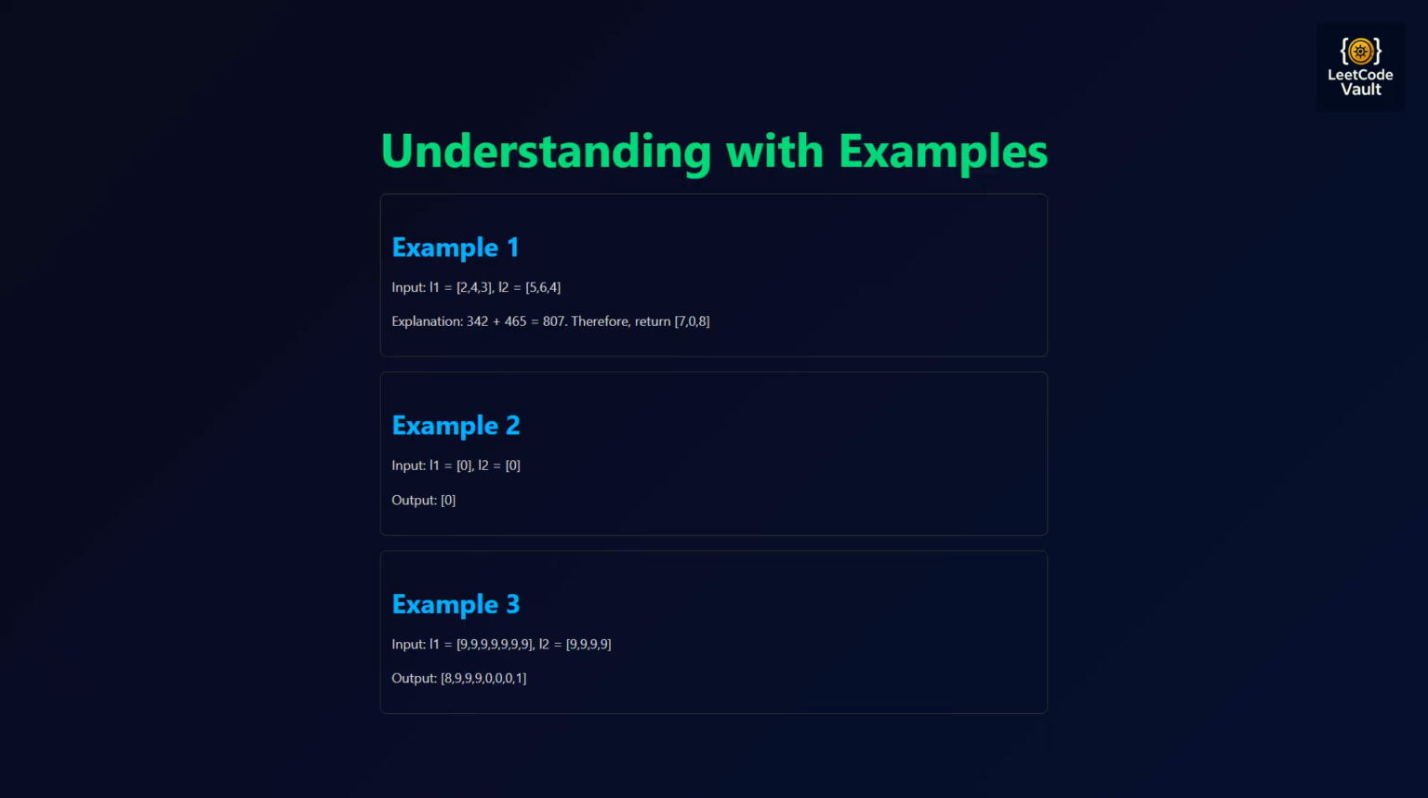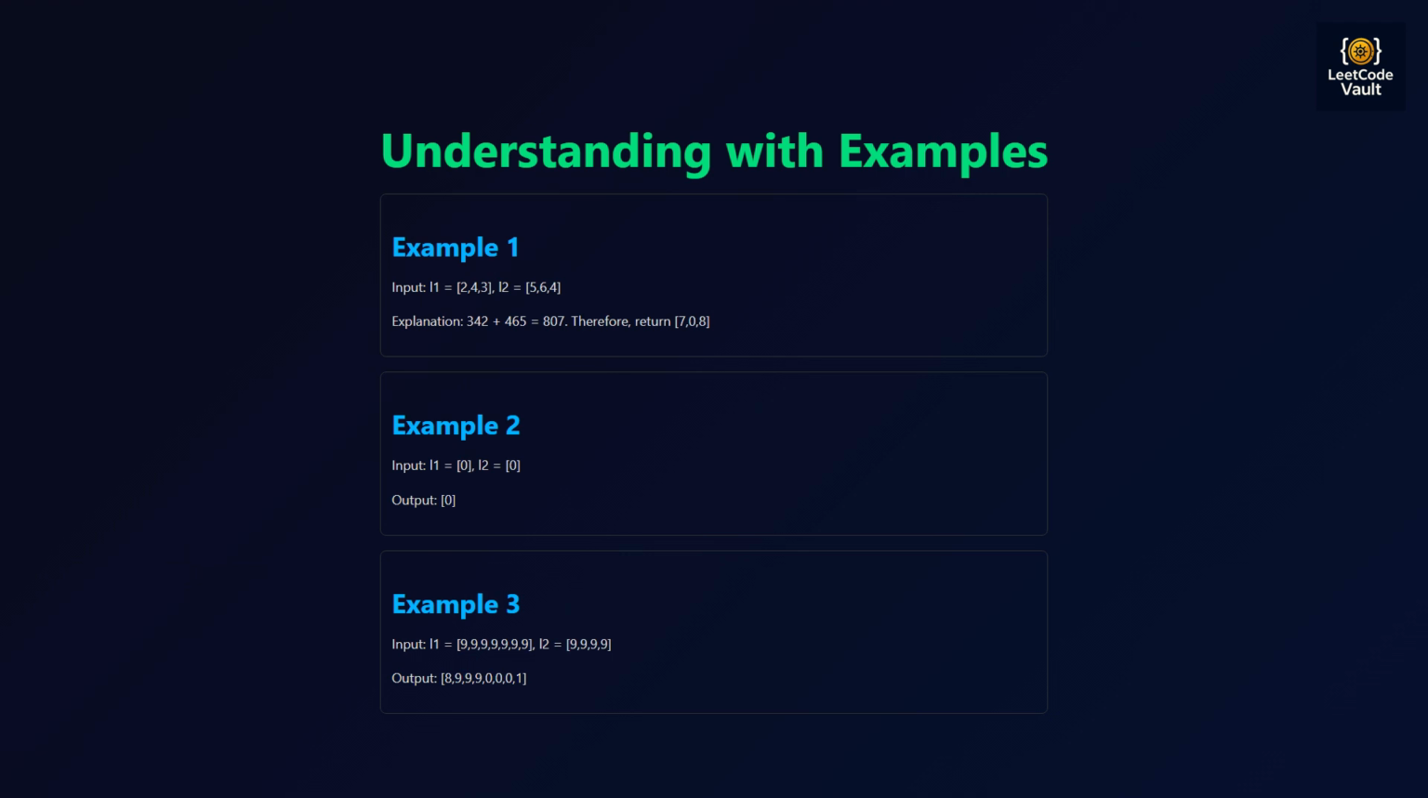Understanding with examples. Let's walk through a couple of examples. Imagine the first linked list is 2, 4, 3, representing the number 342. The second list is 5, 6, 4, which is 465. When we add these, we start from the least significant digit, which is the head. 2 plus 5 is 7. We put 7 in our result list.